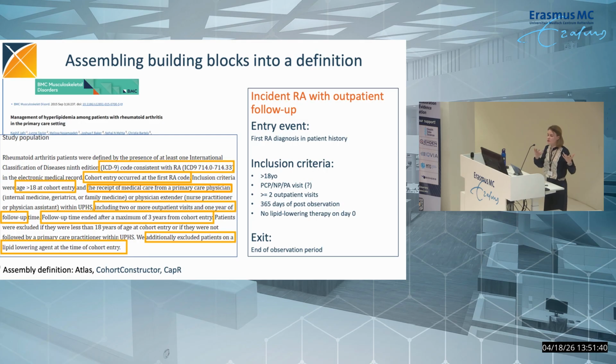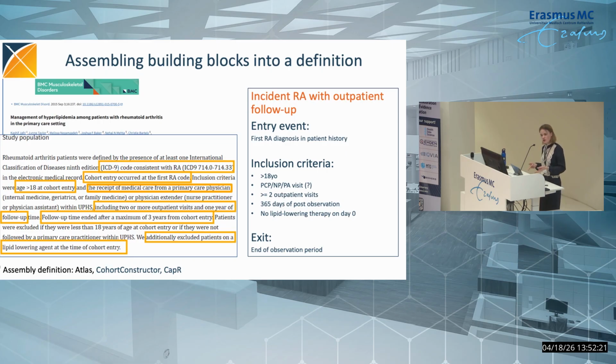And you can borrow phenotypes from literature. For example, there's this definition where they studied management of hyperlipidemia among patients with rheumatoid arthritis. What they said is that we want patients with rheumatoid arthritis who were diagnosed first in their history. We want to make sure that they're adults. We want to make sure that they have coverage with the primary care physician. We want to make sure that they have 2 outpatient visits because we only want those who are followed up. And we want to make sure that they have a year of follow-up and no lipid lowering therapy on day 0.